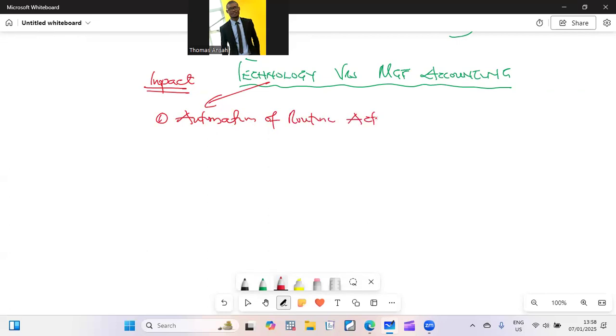One thing that is going to happen is that they are using robots. There is something called robotic process automation, RPA. They are using it to automate. This is where AI and robotics are coming in. Another impact of technology is that it is giving us real-time data access.